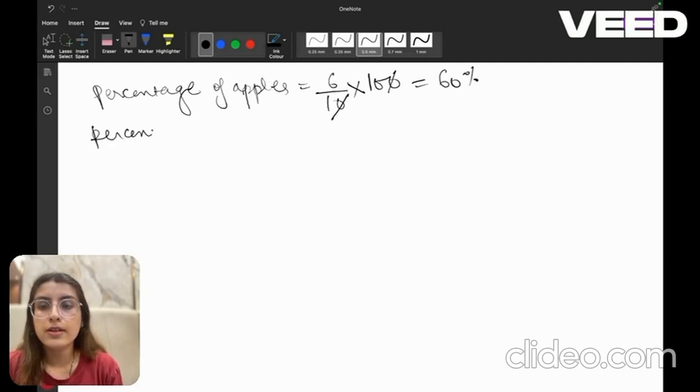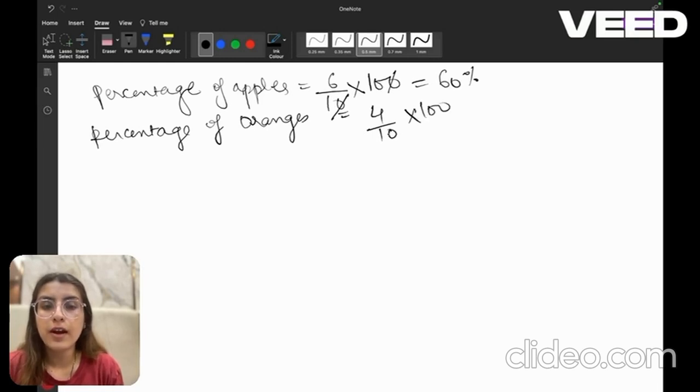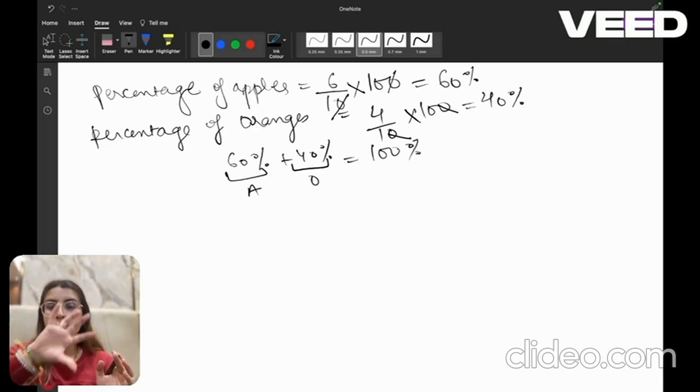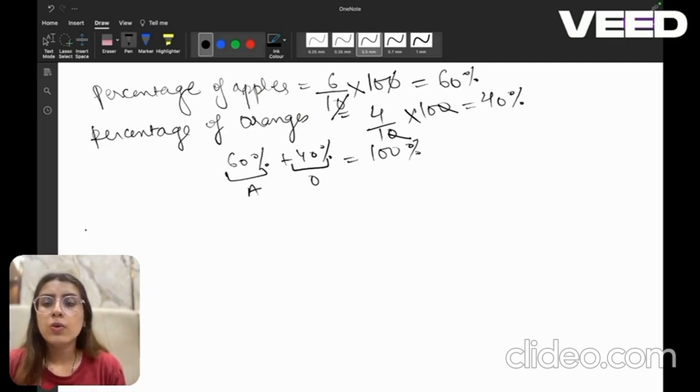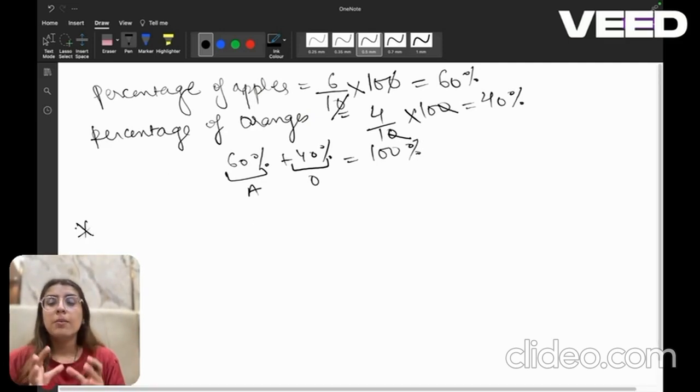I can also find out the percentage of oranges. The fraction was 4/10. I have to convert it. I'll multiply it by 100. 0 will be cancelled out and it will be 40%. So the total will be 100%, out of which 60% was apples and 40% were oranges, right? So we make use of these percentages, ratios or fractions in order to make comparisons.